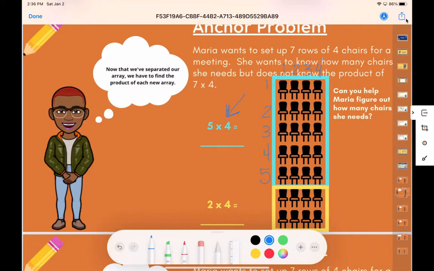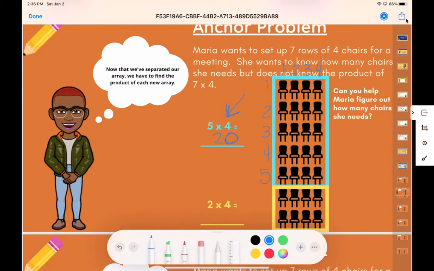Tell me, please, using your Nearpod, what 5 times 4 is. Did you say 20? That's right. 5 times 4 is 20. And I know that because when I count by fives, 5, 10, 15, 20. So I use skip counting as my strategy this time.